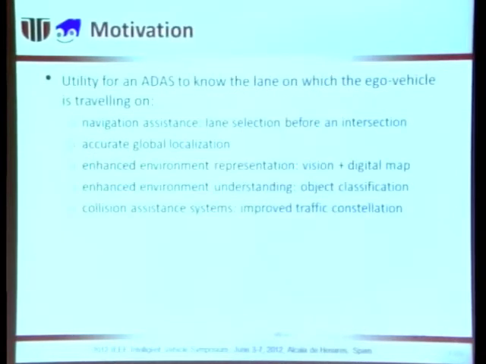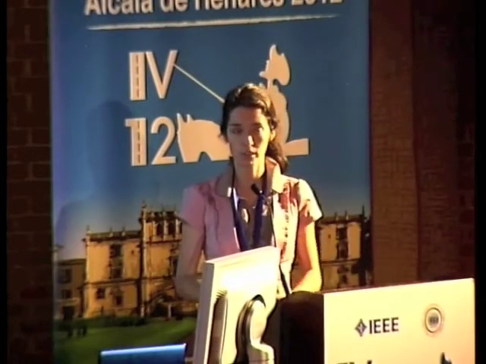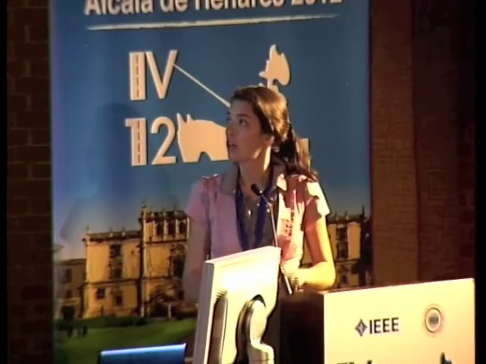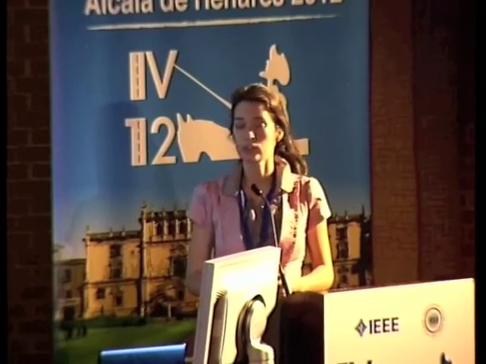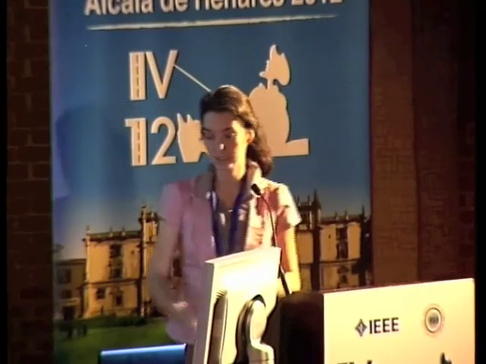What is the motivation? Having this information can help the navigation system, for example, with lane selection prior to an intersection. It's a step closer to accurate global localization and enhanced environment representation, for example, using vision and digital map information. It also enables enhanced environment understanding, and collision avoidance systems can benefit from the lane level positioning system.